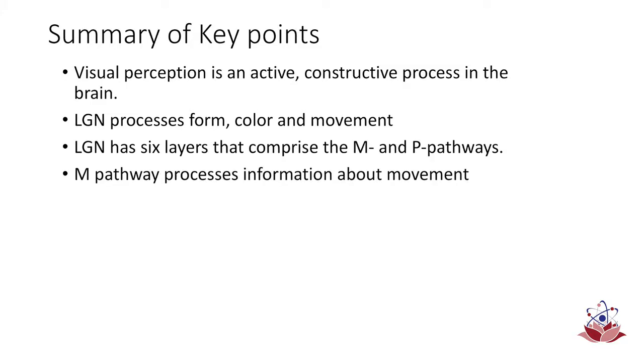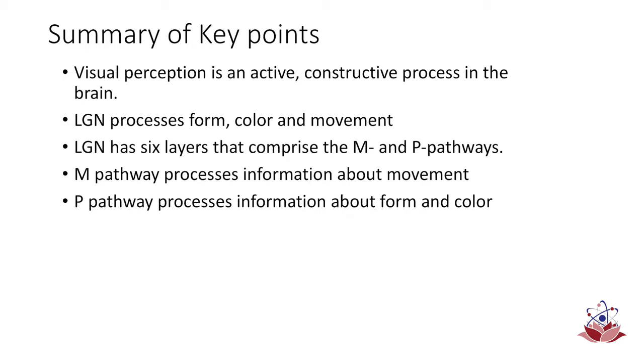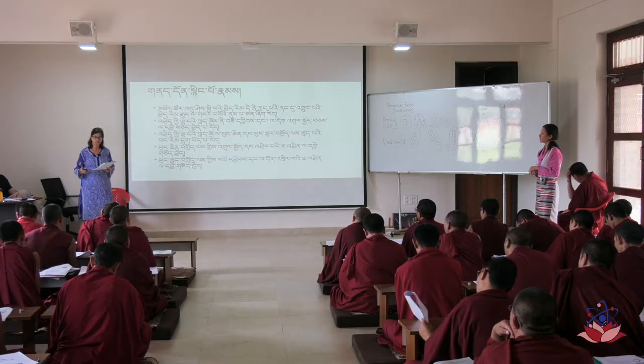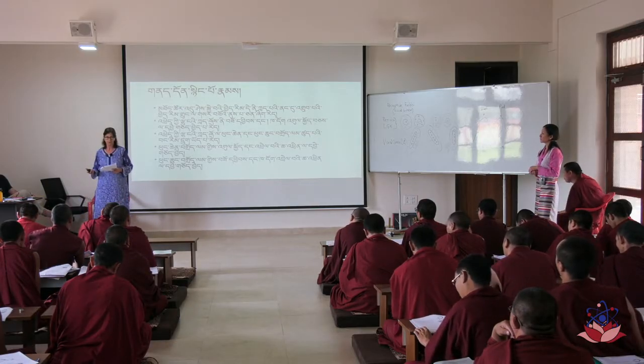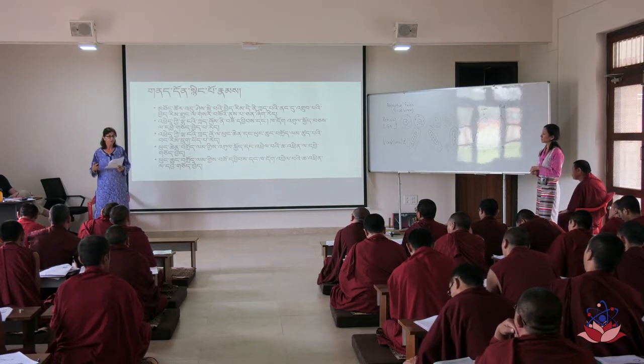Now, I haven't really talked to you about how movement information and form information is processed in the visual cortex separately. But that's the next aspect of vision that I want to turn to in the remaining time. What is the role of the M pathway that I talked about in the LGN and the P pathway?